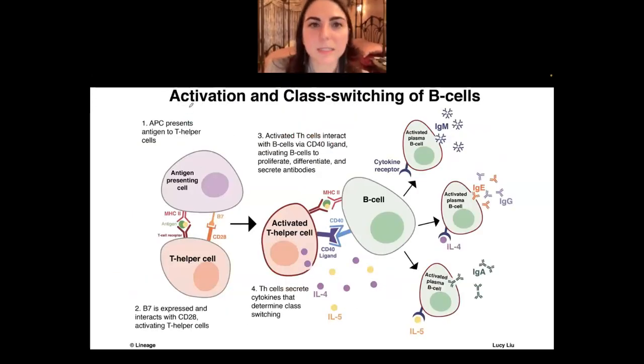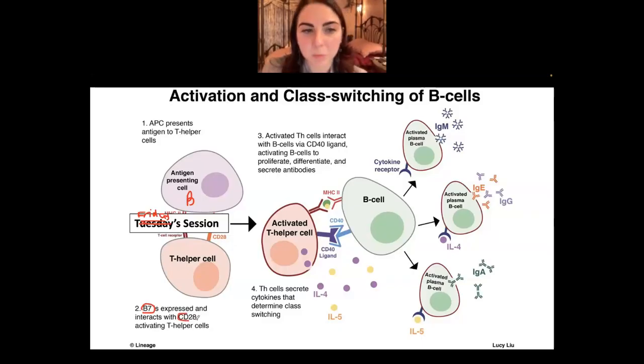So here's a little summary. An antigen presenting cell, so we talked about the B cell. Actually, we're going to talk about this tomorrow. Why did I write Tuesday? Oh my God, I'm losing my mind. So Friday session, we're going to talk about T cell activation. We are going to talk about B7 and CD28, but this is tomorrow.